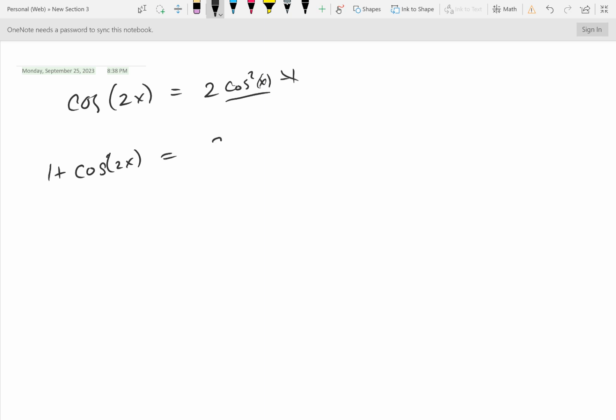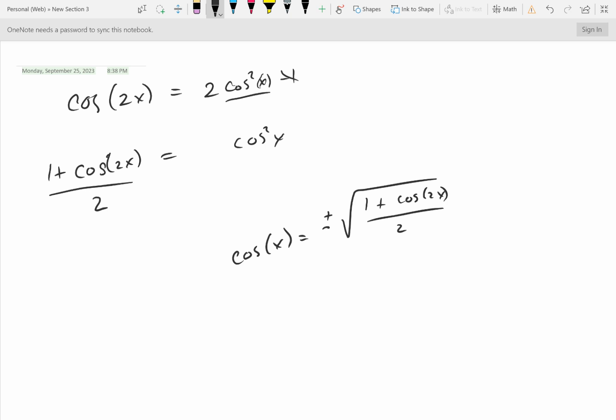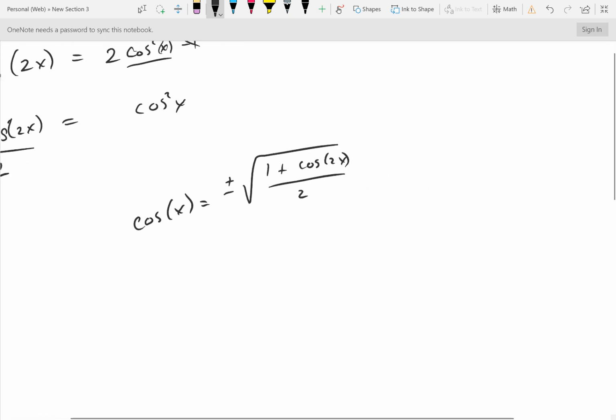So you're left with 2 cosine squared x. I'm going to divide by 2. And then I'm going to square root. So the cosine of x is equal to the square root of (1 plus cosine of 2x) over 2, and it's plus or minus. And why is it plus or minus?